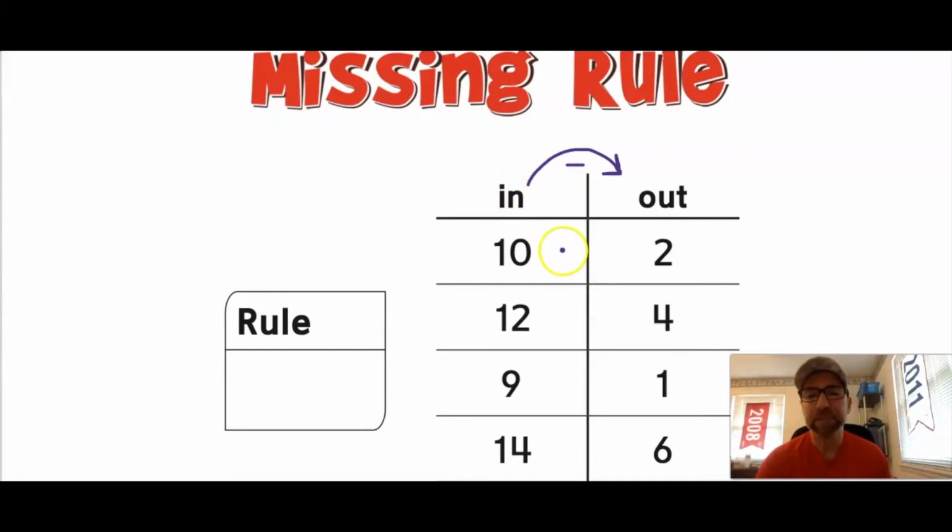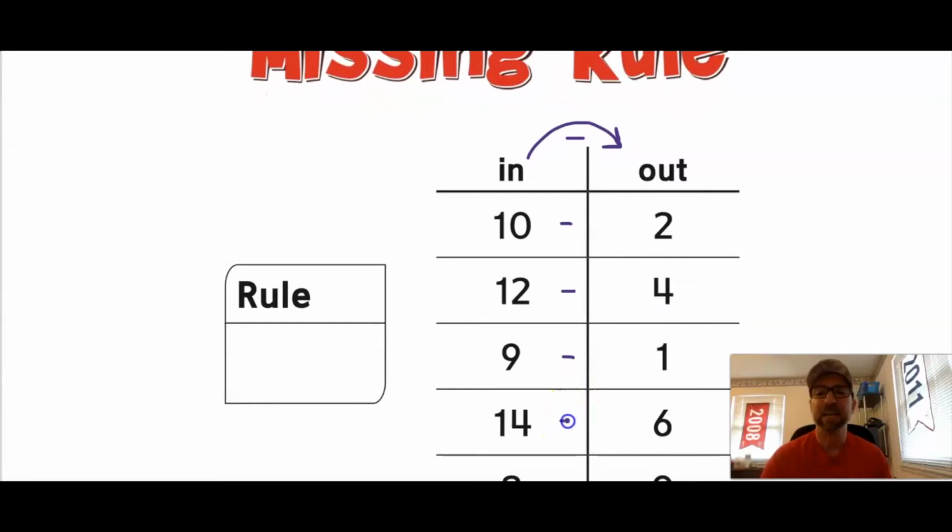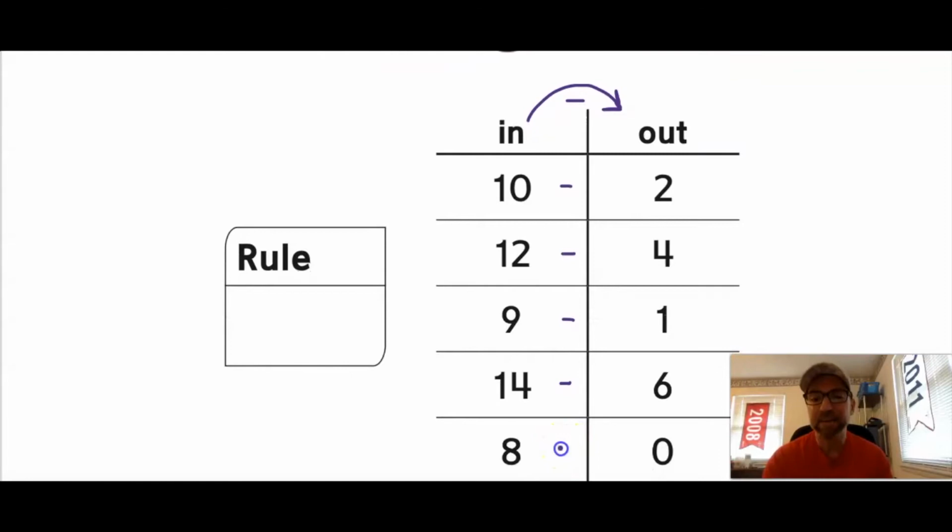How much do I have to subtract to start at 10 and then to equal 2? Same thing with 12 and 4. 9 minus a number equals 1. 14 minus a number equals 6. And 8 minus a number equals 8. And all of these answers should be the same, because that will equal our rule.